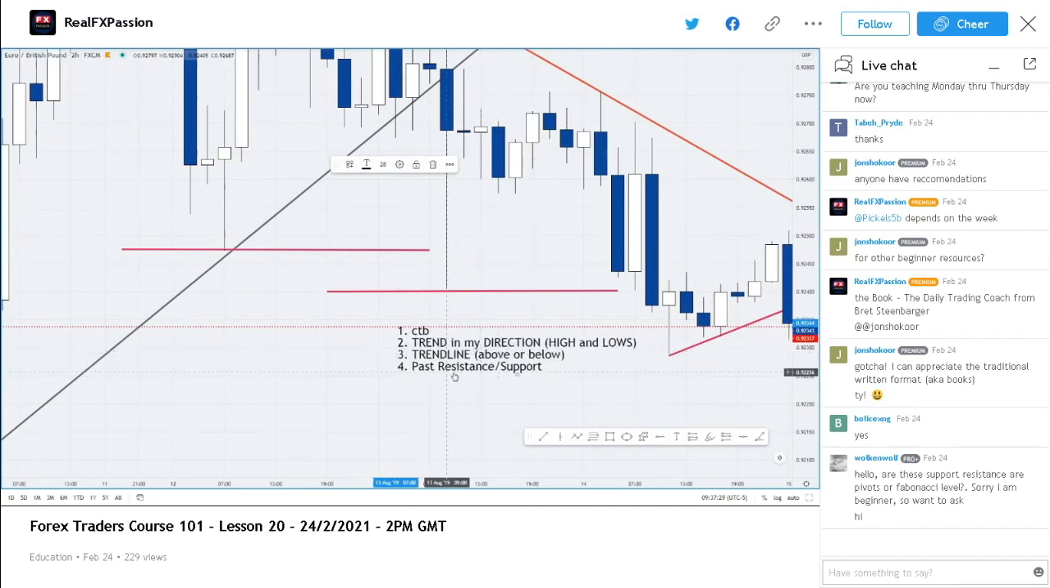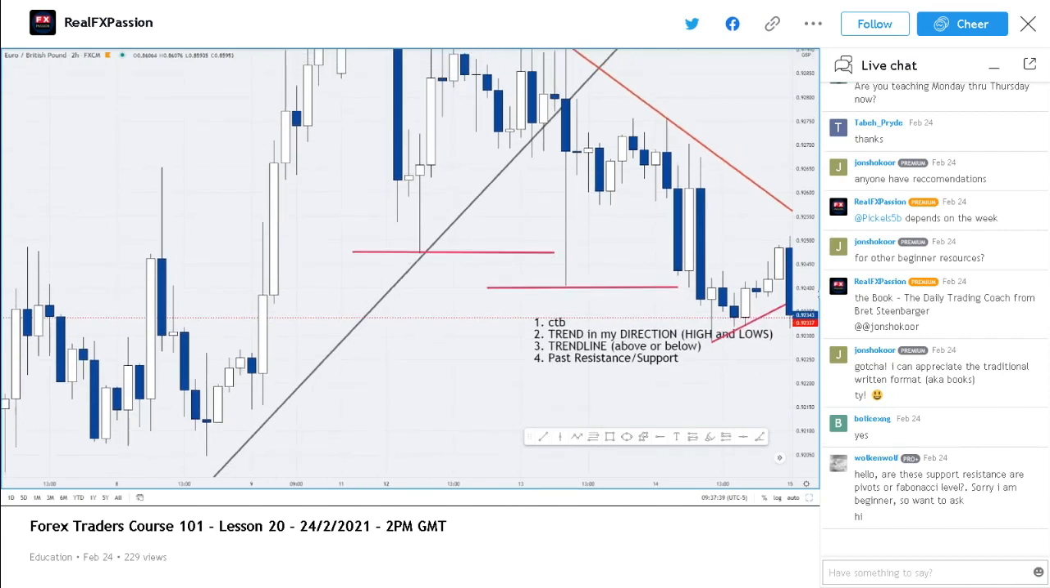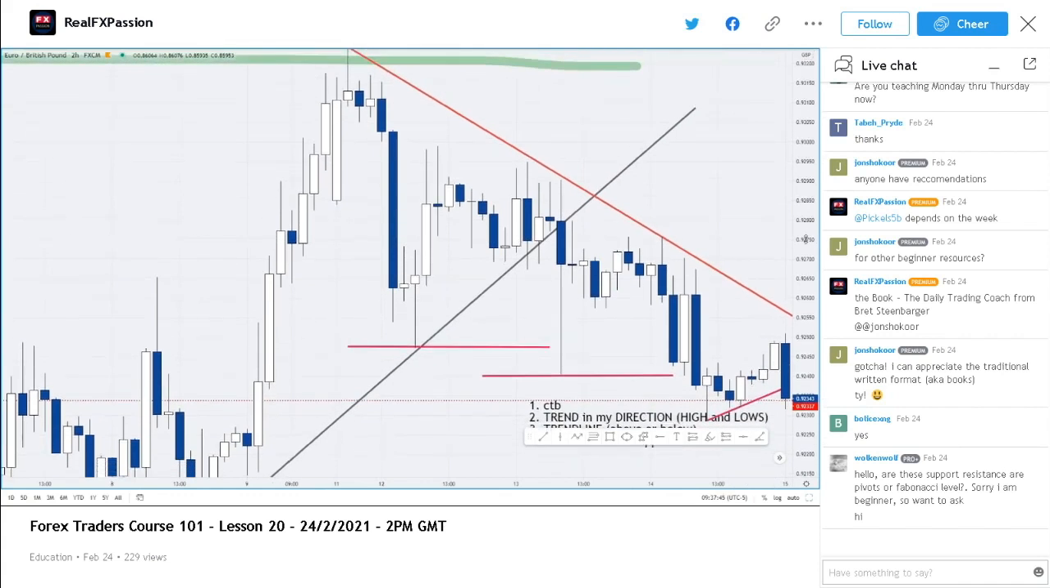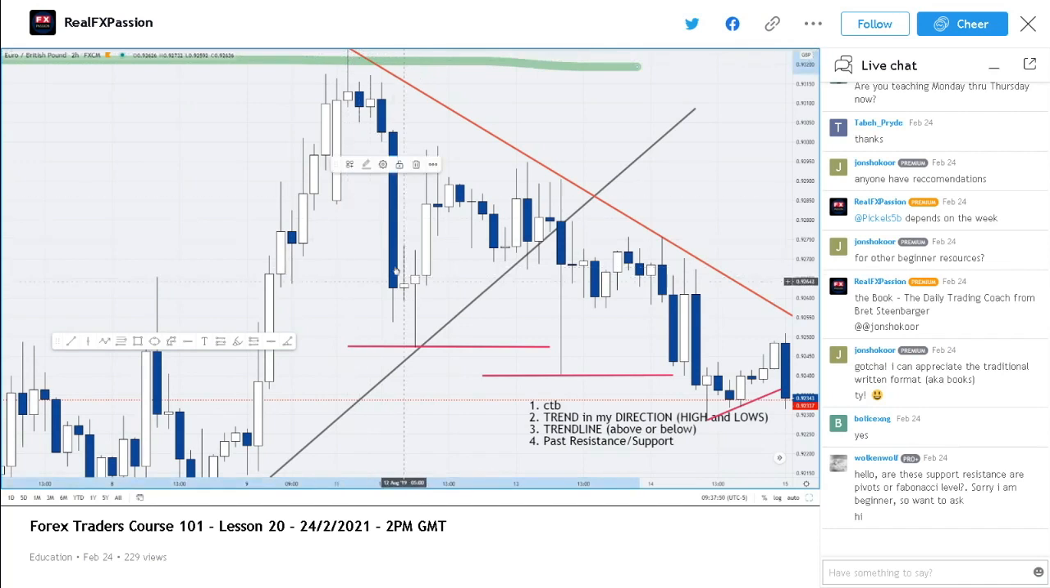Right? Now, can I enter? This is my strategy. There is no right or wrong. Do I have a counter trend line break? Check. Yes, I do. Is the trend in my direction? Is the market making lower lows, lower highs? So I need to have this in check too. So high to low to high to low to high to low to high to low. So yes, I can check this one.